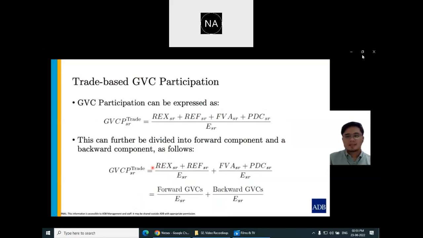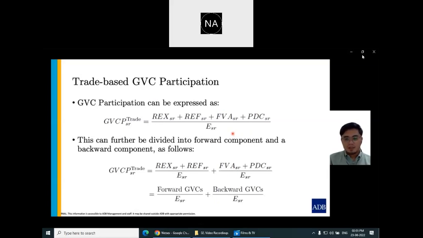Now, GBC participation rate can be expressed as the share of the terms corresponding to GBC trade to the total gross exports of an economy, as shown in this equation. So GBC participation based on the trade approach is equal to REX plus REF plus FVA plus PDC divided by the gross exports. Take note that these are the terms that correspond to GBC activities.